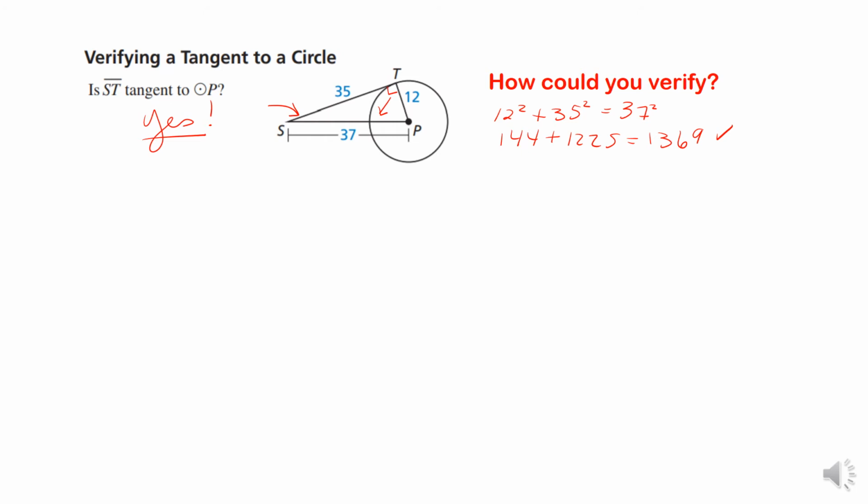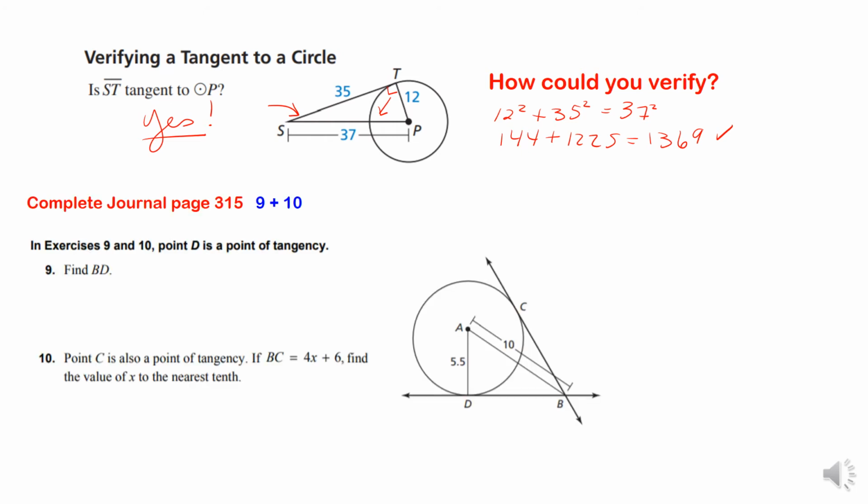Okay, in your journal on page 315, we have problems 9 and 10. They're telling you that point D is a point of tangency. Since that is given, we also know that this is a right angle. They want you to find BD. So think about how you would do that. Okay, I would do the Pythagorean theorem again. BD squared, remember, make sure you know which one's your hypotenuse. BD squared plus 5.5 squared equals 10 squared.